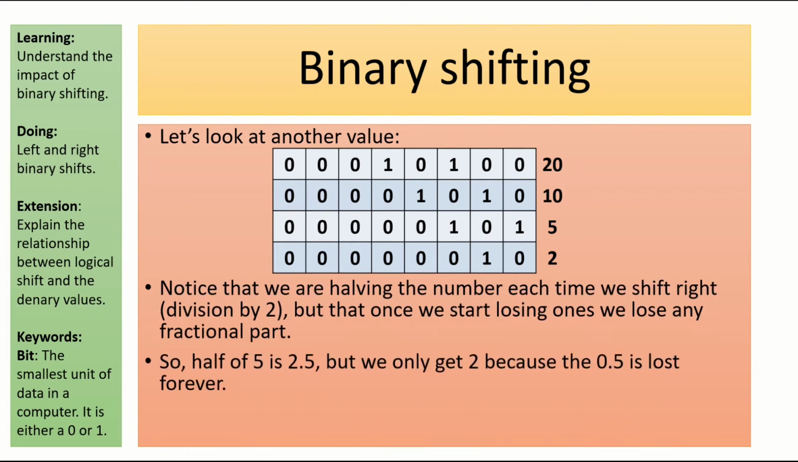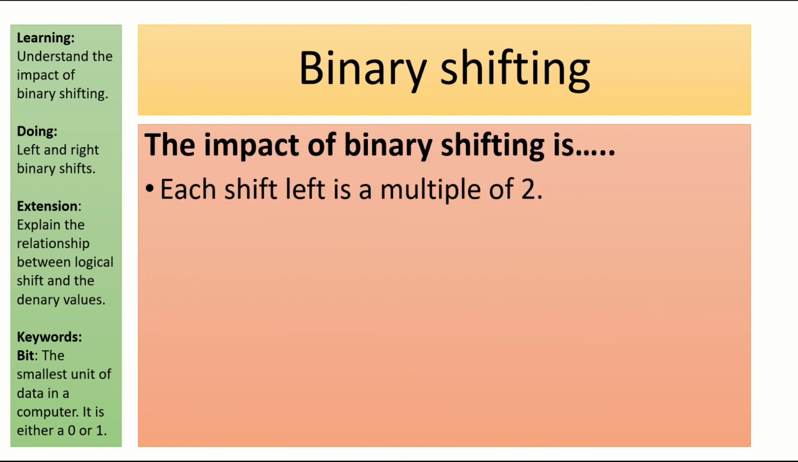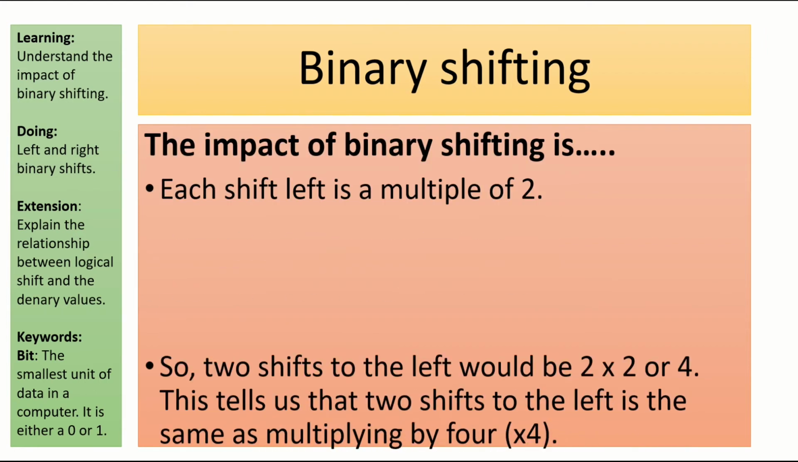Okay, so we lose some form of accuracy when we do binary shifting. We can't represent a half number in binary, we can only round down to the smallest value. So you'll notice in the examples we do, we start to lose some of the accuracy of the data. The impact of binary shifting is that each shift to the left is a multiple of 2.